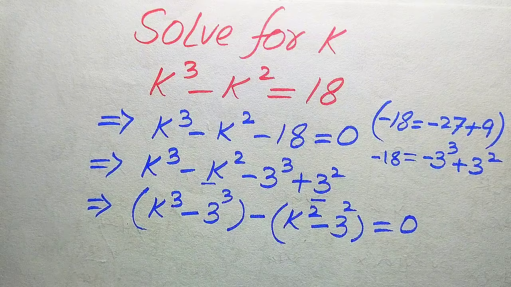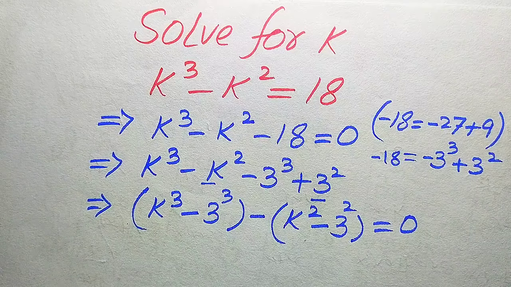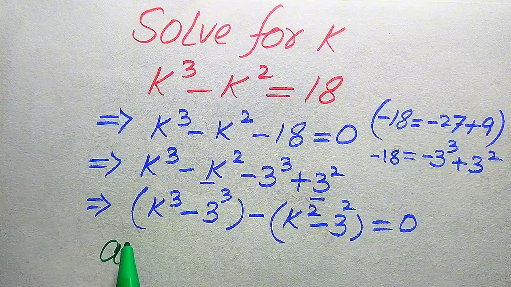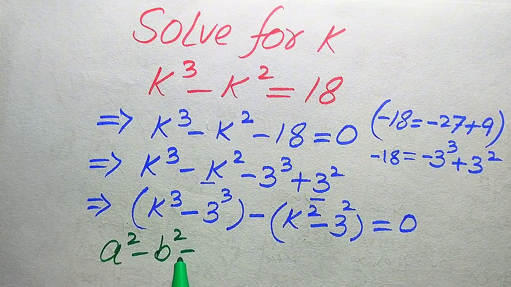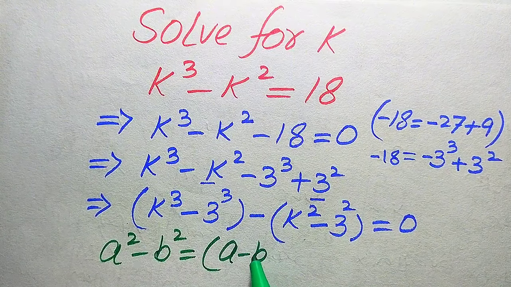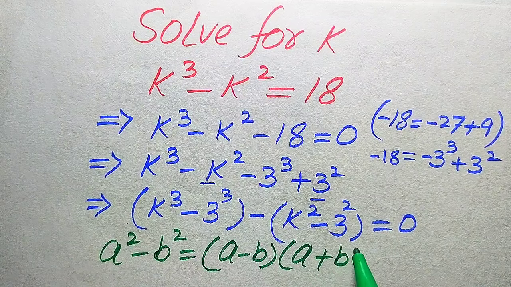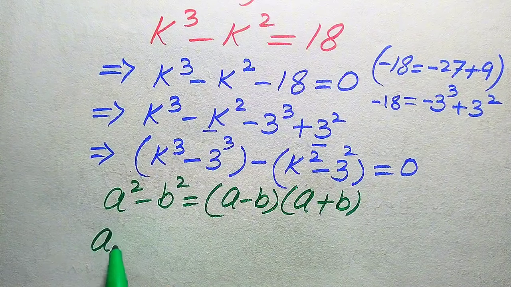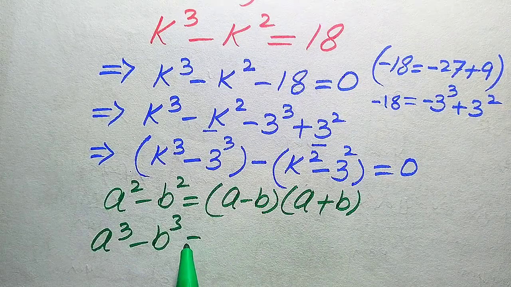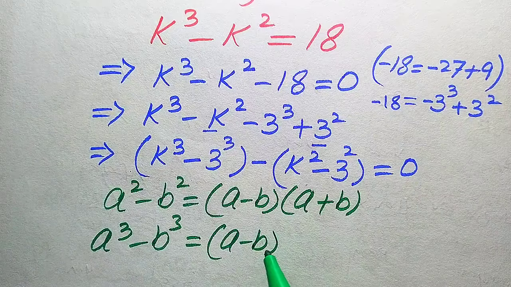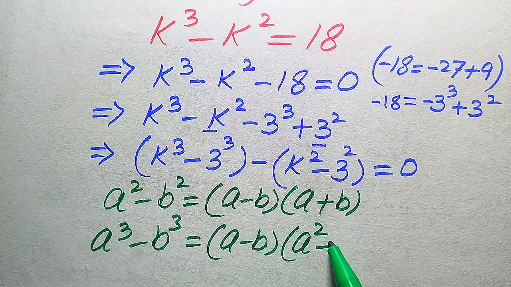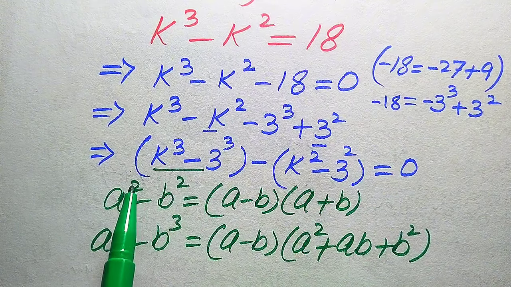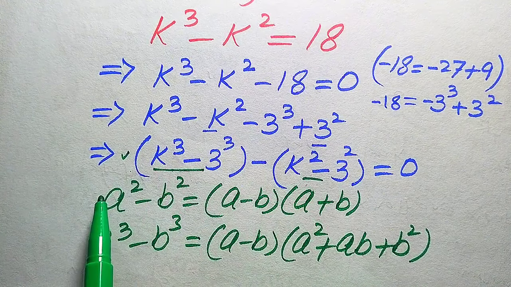And now in the next step we need to use two nice formulas, one cubic and the other square. You know that a square minus b square is equal to a minus b times a plus b, and the second formula which we need here is the cubic formula, a cubed minus b cubed is equal to a minus b times a square plus ab plus b square. So in the first term we use the cubic formula, and in the second term we use the square formula.